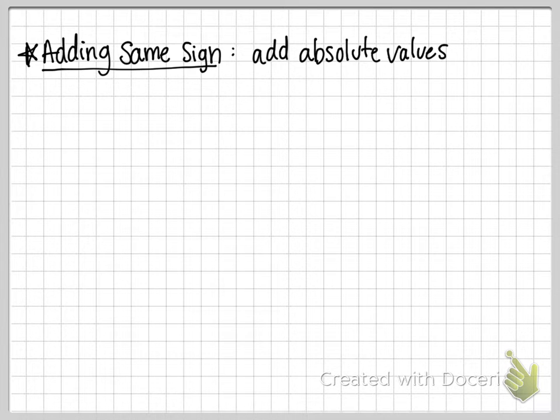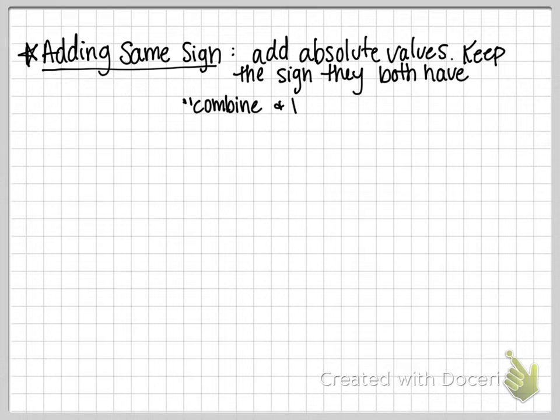All right, when adding the same sign, so this is like if we want to not use the number line, these are tips. When adding the same sign, add their absolute values. So just add the number part without looking at the sign and keep the same sign. This is only if they both have the same sign. They're both positive or they're both negative. You just add the numbers, the absolute values, and then put the sign on that they both had.